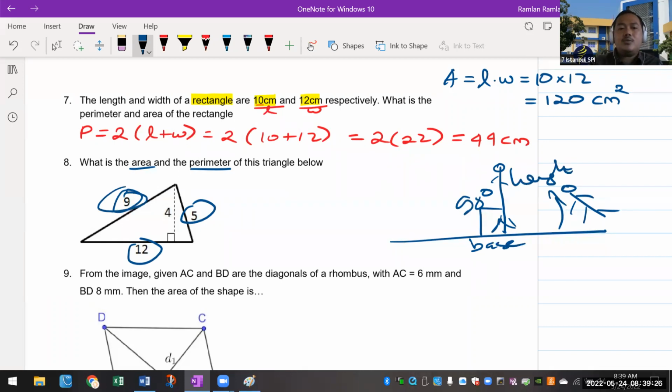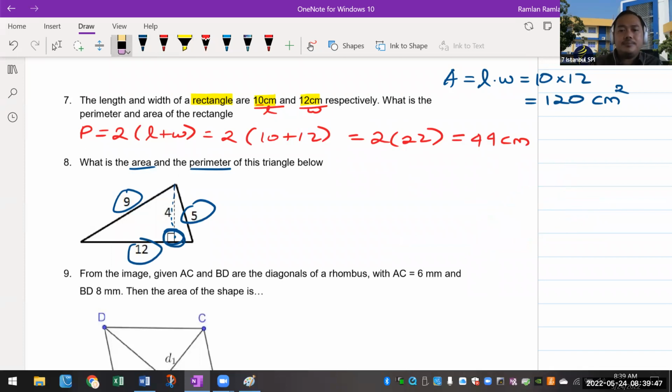From this 9, 12, and 5, none of these have a pair of base and height, but we have the height inside the triangle. It can be inside, it can be outside, as long as it makes a 90 degree angle. Nih, ada tandanya 90 degree angle. Okay, so I'm gonna go back to the question again.